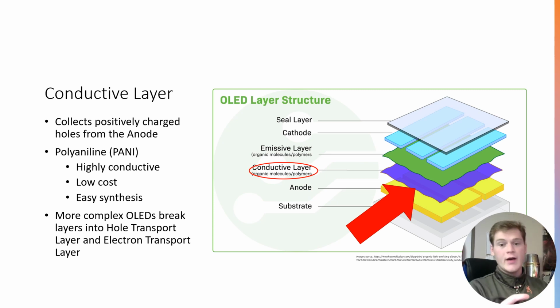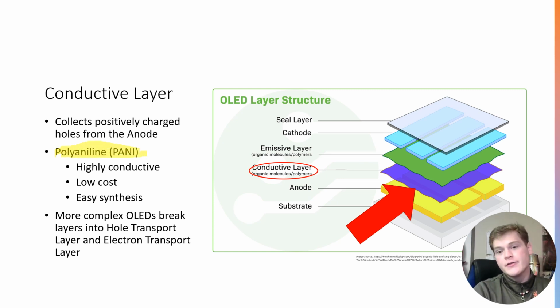just because of how many different configurations there can be of the conductive layer. Sometimes you can have multiple layers, such as a hole transport layer or an electron transport layer, and other times you just have the conductive layer. There are many different materials that can be used to create the conductive layer, but the most common one that you will see is polyaniline, otherwise known as PANI.